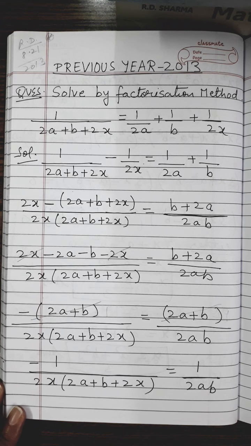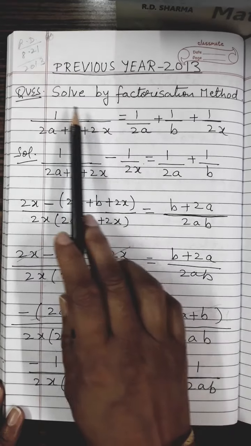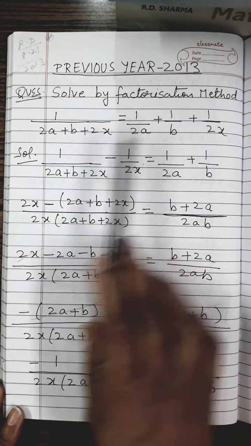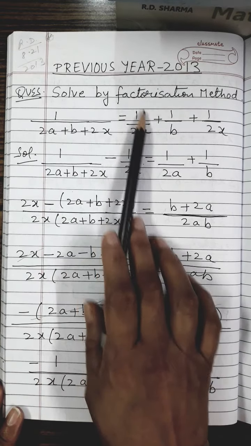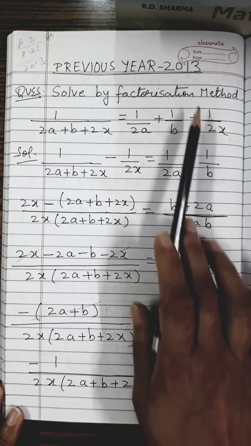In this video, today I am going to solve a very important question from the previous year 2013 board exam from the chapter quadratic equation. So let us come to the question. Solve by factorization method. The equation is 1 upon (2a + b + 2x) = 1 upon 2a + 1 upon b + 1 upon 2x.